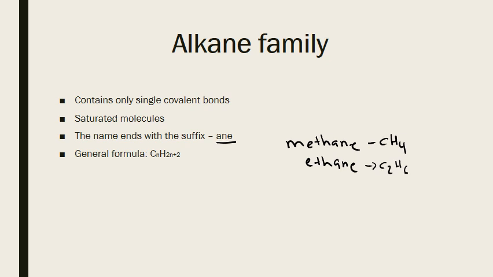They have a general formula of CnH2n+2. So for example, if we have 3 carbons, 2n is 2 times 3, which is 6, plus 2, so it will be H8. Okay, if we're going to apply the formula.